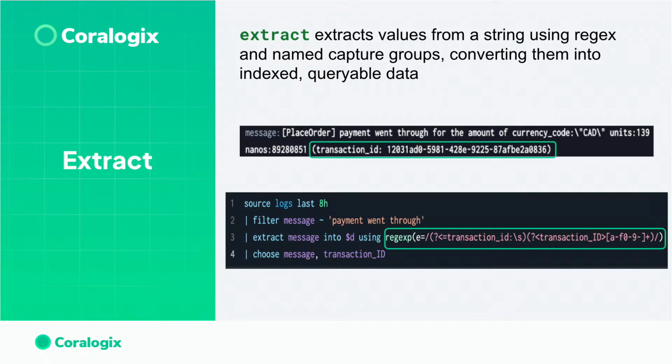And look at the regex. Look at the regular expression here in line 3, which is actually the extract command. I'm ordering it to extract from message into $D, which is the root level of the log, using a regular expression that identifies the transaction ID colon and extracts the value, the actual ID, into a separate field. Now look at the result.